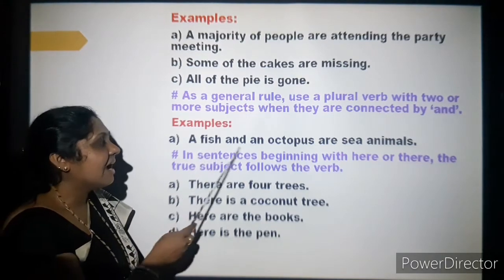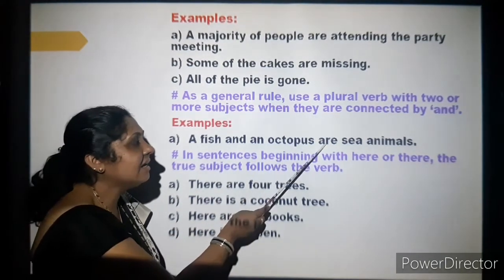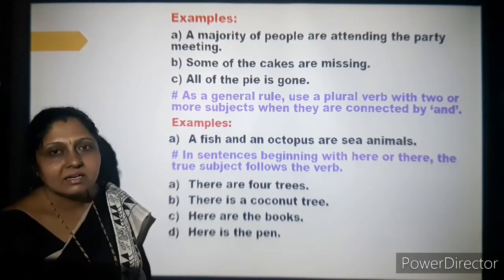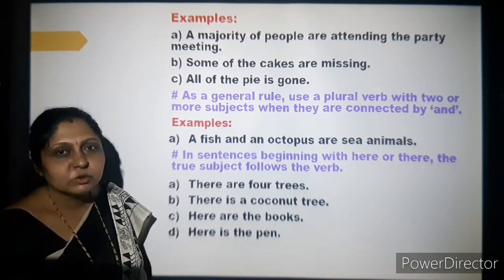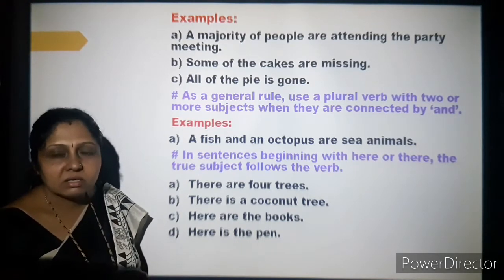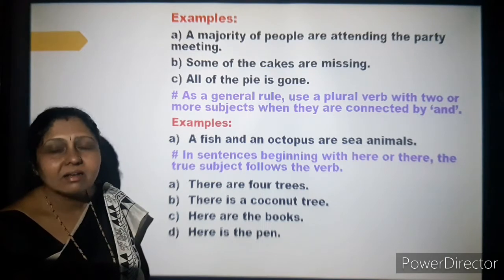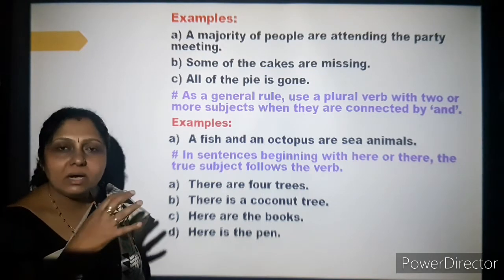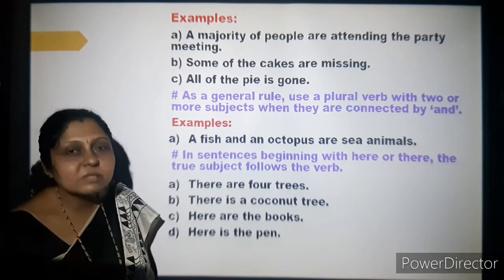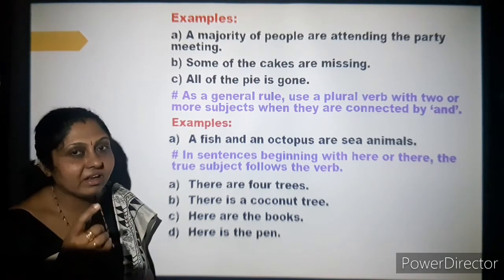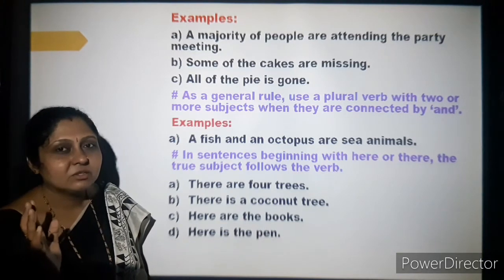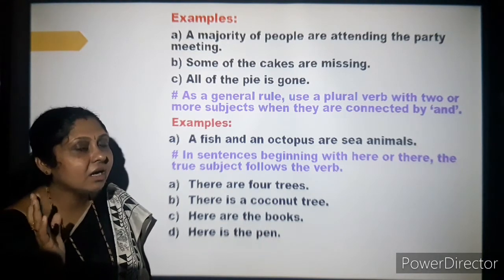A fish and an octopus are sea animals. A boy and a girl. A book and a pen. So usually when you combine things, or if you say a book, a pen and an eraser, when you combine these things using the conjunction "and," it always means it is more than one, other than the word pairs. So don't get confused there.